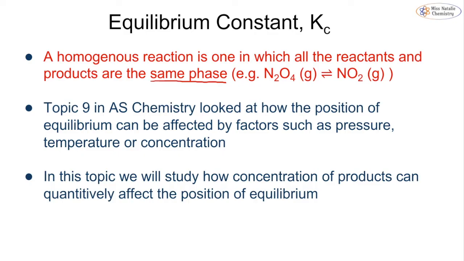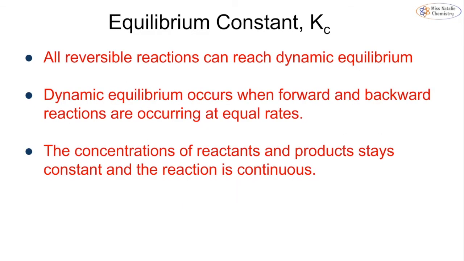In topic 9 in year 12 or AS level chemistry, you looked at how the position of equilibrium can be affected by factors such as pressure, temperature, and concentration. What we do now in this topic is we look at how to quantify that. So we actually now put a number onto the position of equilibrium, and based on that number we can make a prediction about where the position of equilibrium sits and then how changing these factors changes that position. So rather than just being qualitative, now we're looking at the actual number, and we will go into the factors of how they affect equilibrium in the second part of this topic.